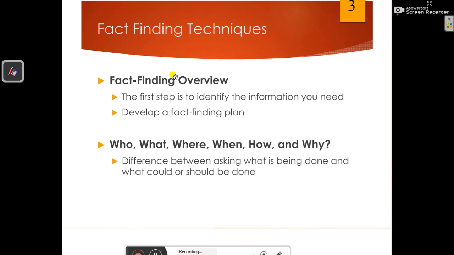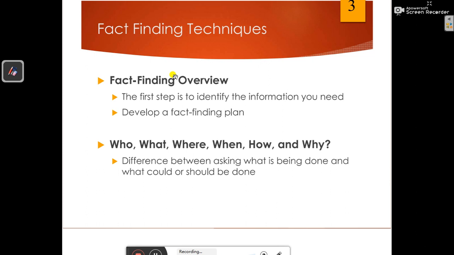In general, and also in day-to-day life, to know the facts we always ask questions. So what are the questions? Like who, what, where, when, how and why. These are the main questions to be asked by you to know the information.